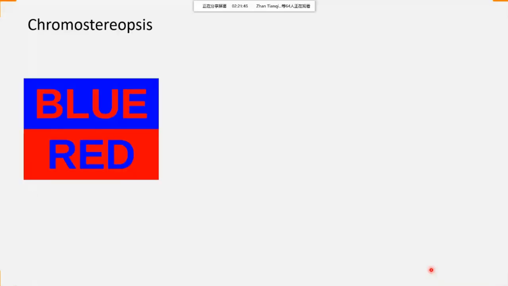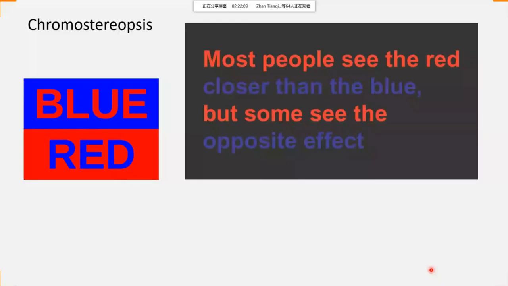So you have already learned about the chromatic aberration, so the different focal length of blue and red because of the different wavelength of these colors. So some people see red nearer than blue, and other people see the other way around. And another group of people, they don't see any difference here. So for me, in this example here, red seems to be nearer than blue.